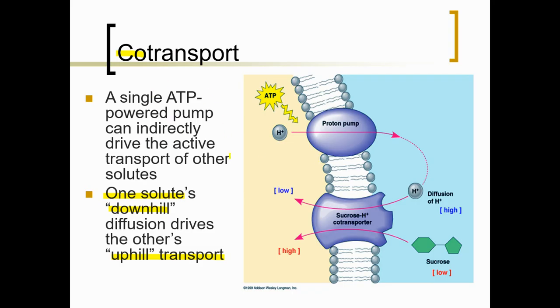As one molecule flows down its gradient, that's going to power energy to move another substance up the concentration gradient. So you still do have active transport involved here, but you have 2 molecules kind of moving together.